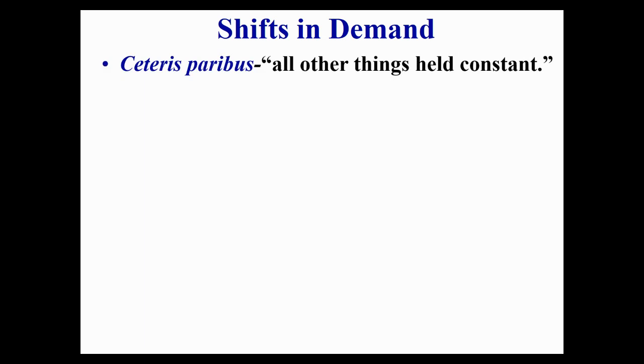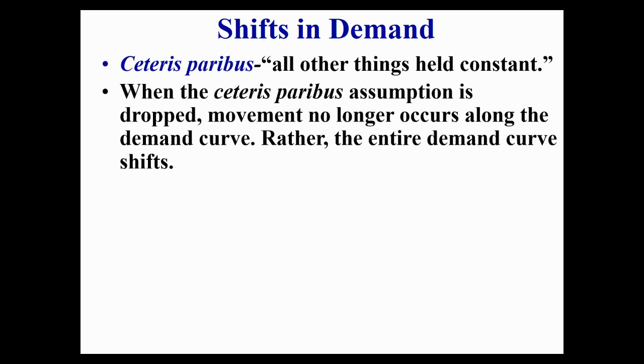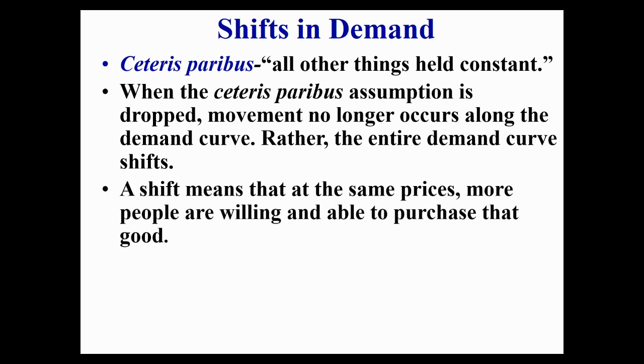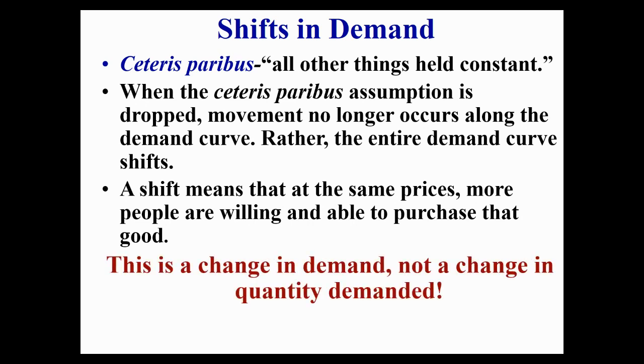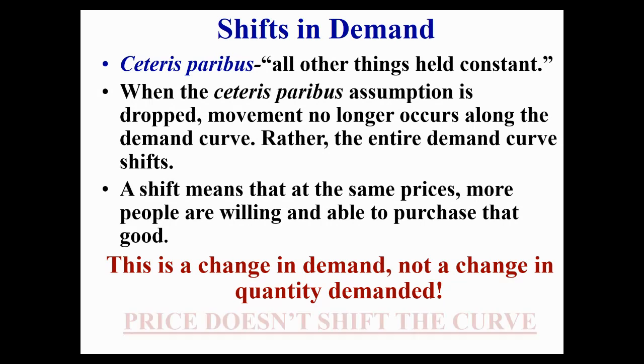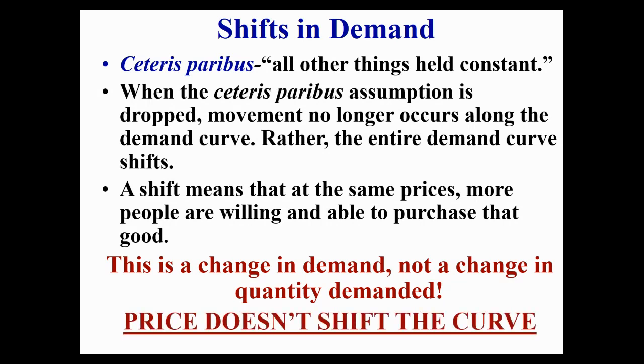So if we hold everything constant and we make certain assumptions, are there things that will shift the demand curve to the right or to the left? So if we hold the price the same, are there outside factors that will change people's willingness and ability to purchase a good? So this is a change in demand, not a change in quantity demanded. Remember, price does not shift the demand curve.